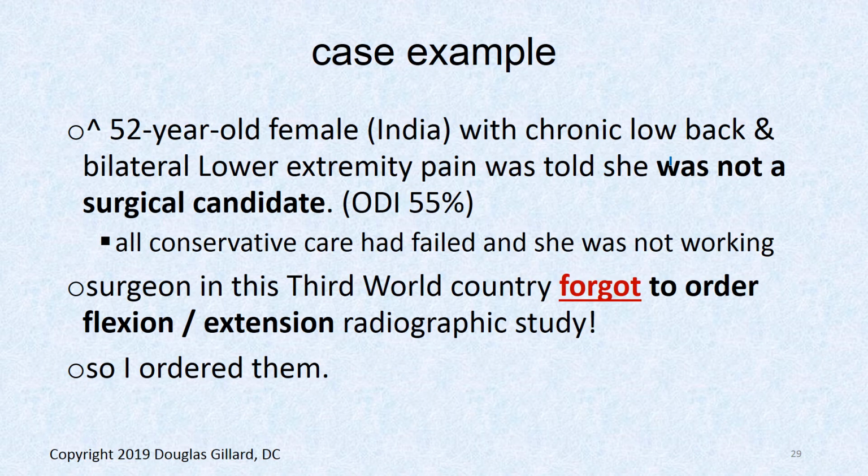In fact, let's do a case. 52-year-old female, true story, comes in. She has chronic low back pain from India. Bilateral extremity pain, absolutely miserable, unable to work. She failed all conservative care. I don't know if it's fair to say it's a third world surgeon, but not the smartest move, in my opinion. The surgeon in this country said, no, there's nothing you can do. You have to live with this pain for the rest of your life. You can go on disability. But they forgot to order the simplest of tests. The surgeon said, no, you're not a candidate for surgery. But they forgot to order flexion extension radiographs, because we have to make sure the patient is stable.